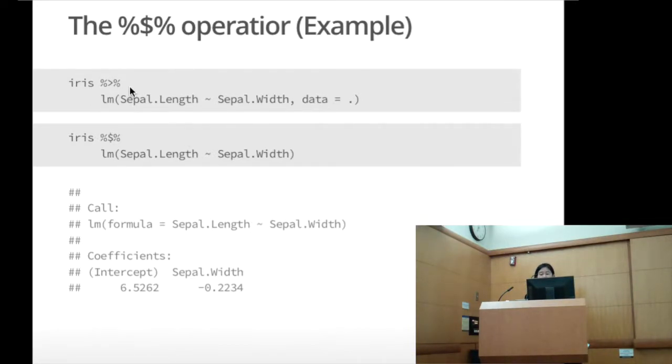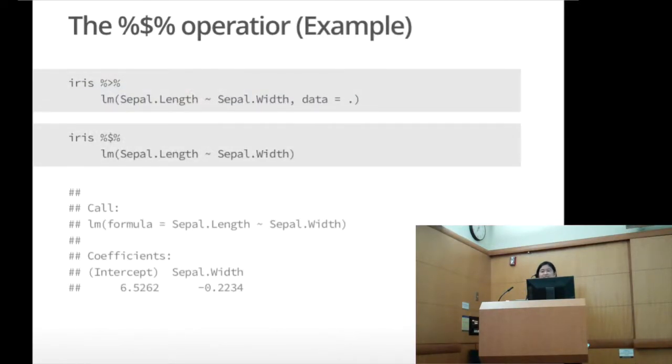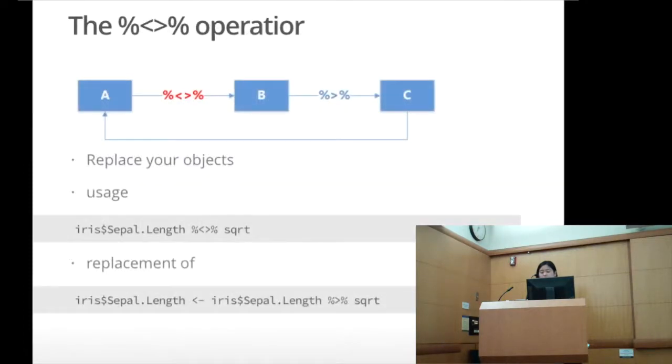So here is an example. The first one, I used the forward operator. I passed the data set into the linear regression, and I need to specify what data I want to use, because the dot here, as I talked about before, will replace the data set. If you use the new operator, you don't need to specify your data set inside of the function. It automatically attaches, exposing your variables from the data set. So you don't need to specify it here, and it gives the same result.